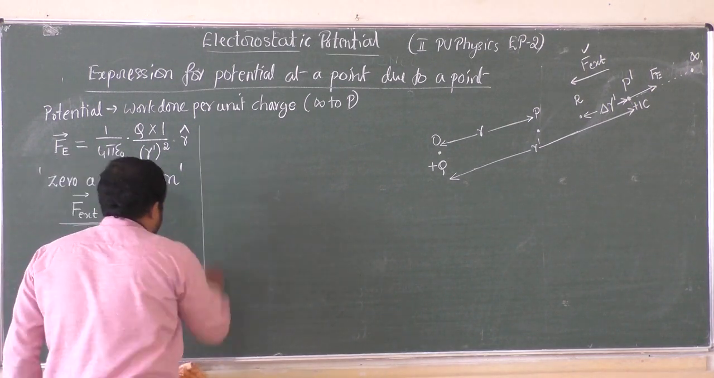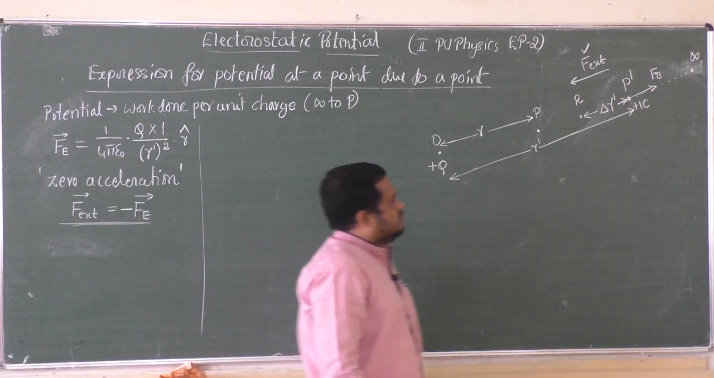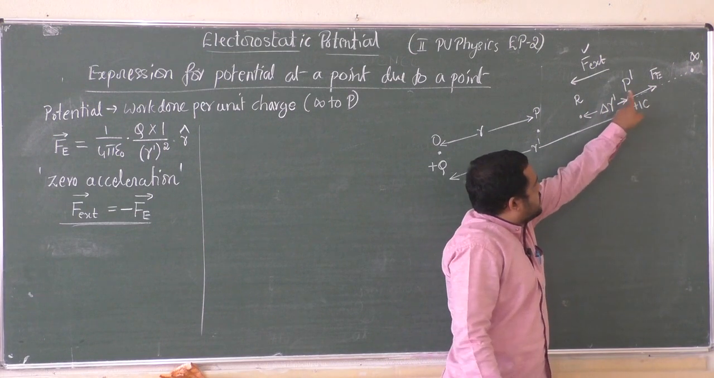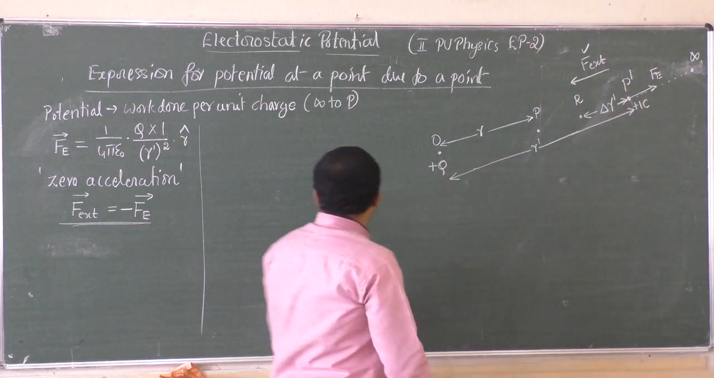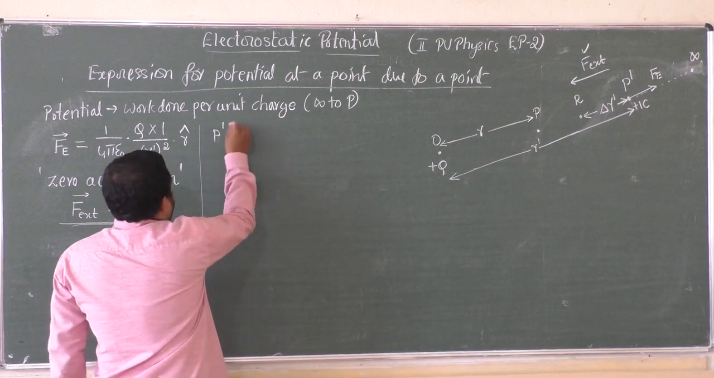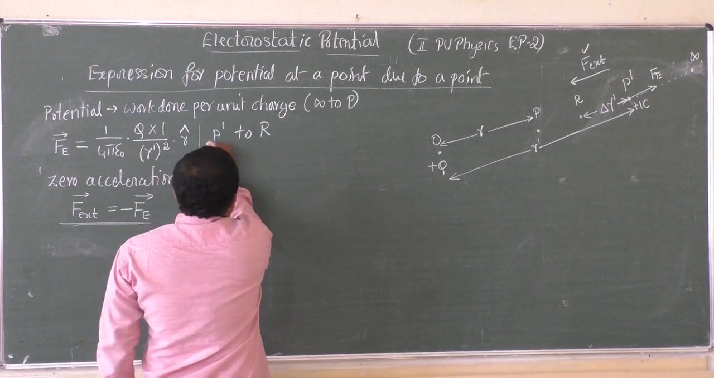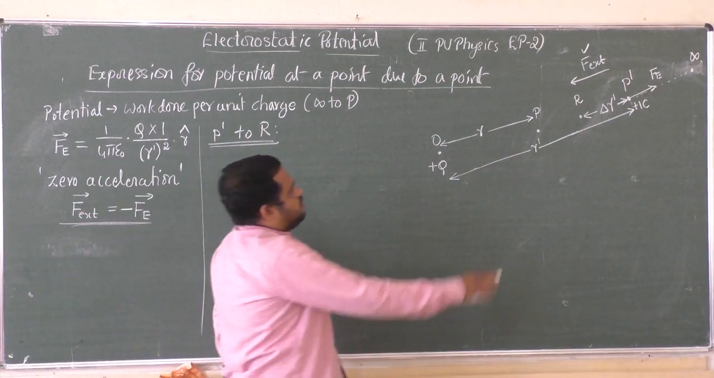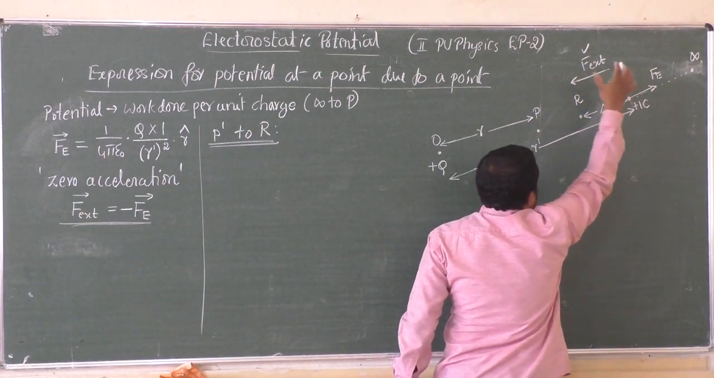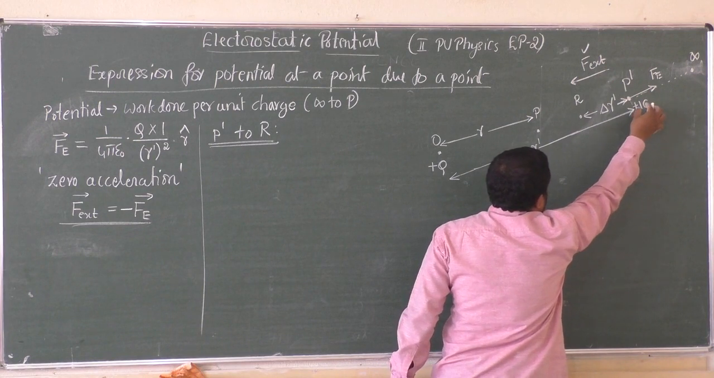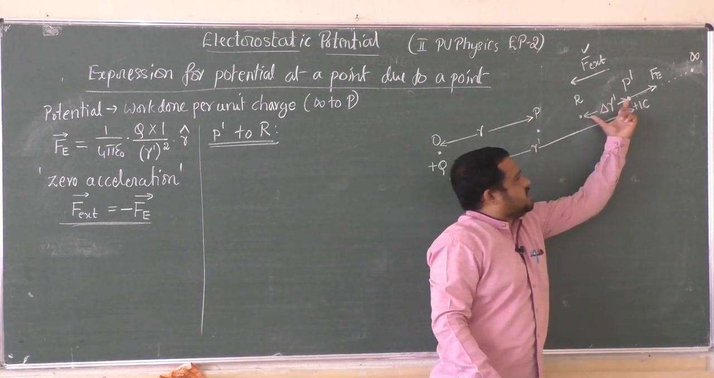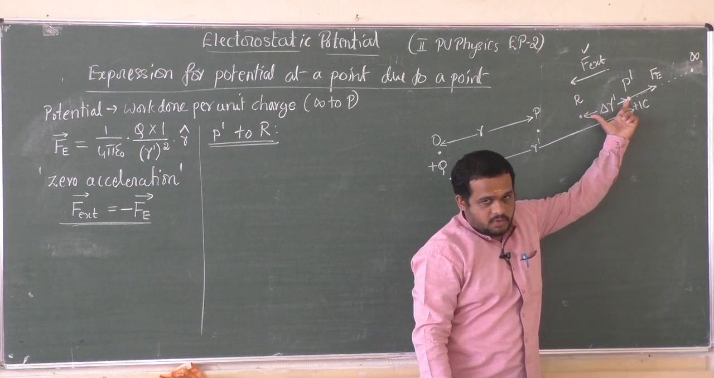Now consider the displacement of this unit positive charge from P dash to R. With the help of some external force, the unit positive charge is displaced from P dash to R. Displacement is equal to the separation between these 2 points.